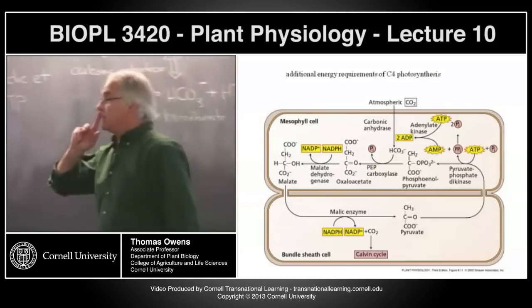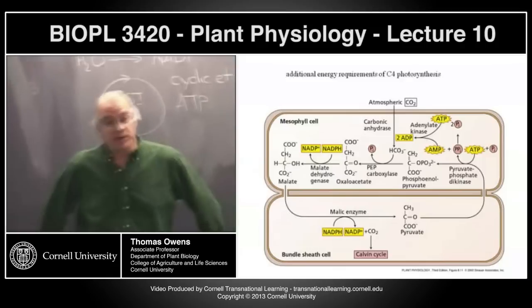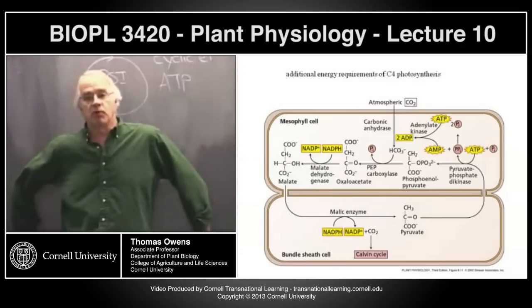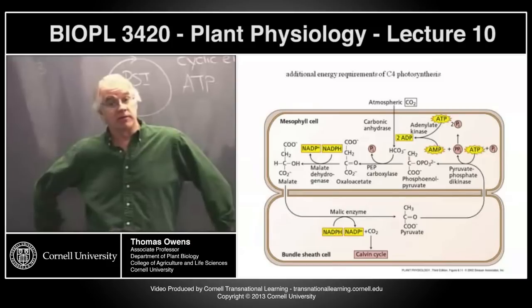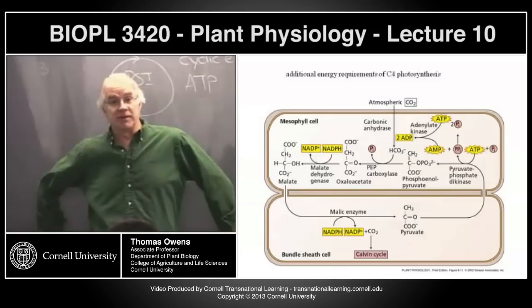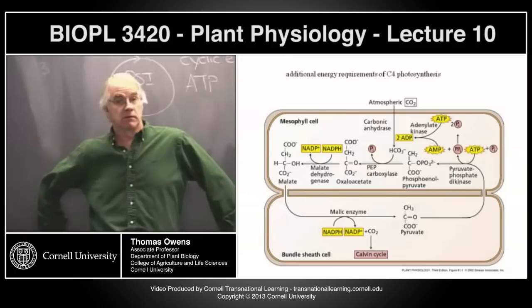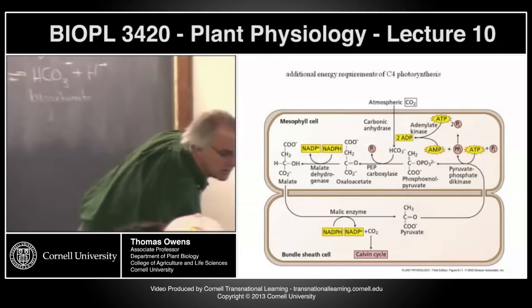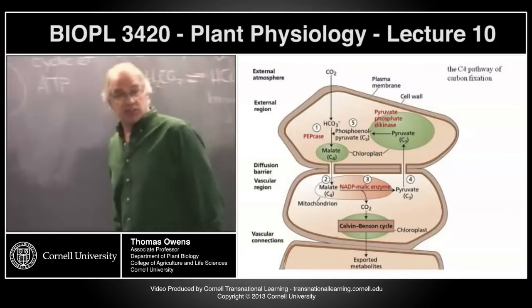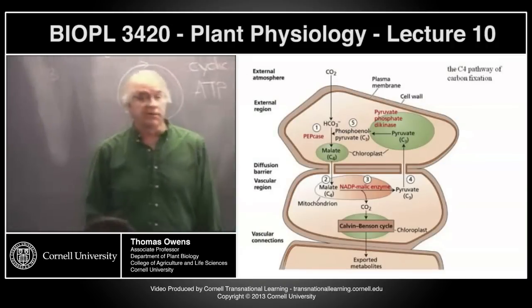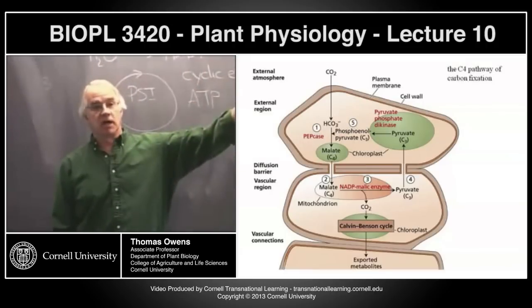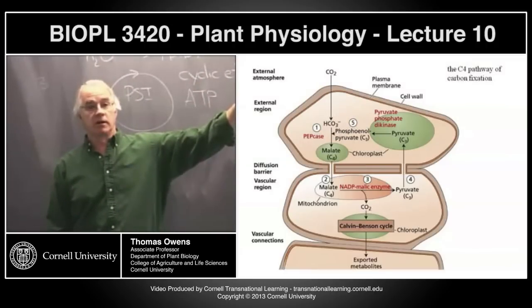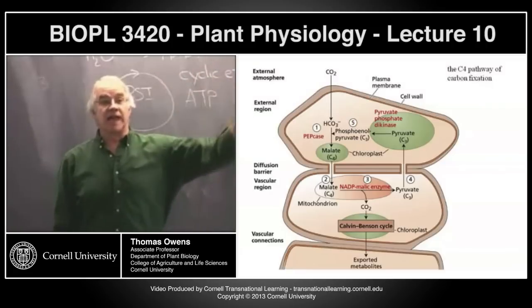Okay, one other thing that differentiates C4 from C3 plants. Well, one of many other things, but one that's important from an agricultural perspective. C3 plants have got Rubisco in all their mesophyll cells. Where's Rubisco in C4 plants? Bundle sheath. And which one are there more of, mesophyll or bundle sheath? Lots more mesophyll cells. So which plant has less Rubisco? C3 or C4? C4.